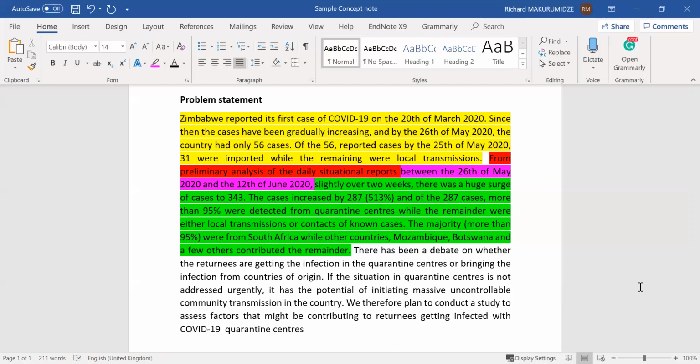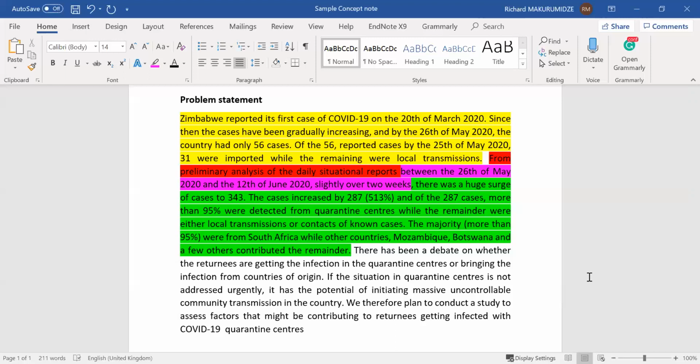So for this case, which I'm using for COVID, my data sources are the daily report bulletins which are sent by the ministry. For this problem, I looked over a period of 26th May to the 12th of June, up to 2 weeks, and that is still defining the problem. There was a huge surge of cases to 343. The cases increased by 287, 513%, and more than 95 were detected. I'm now putting statistics and numbers to show my problem, and to try to show the magnitude of my problem.